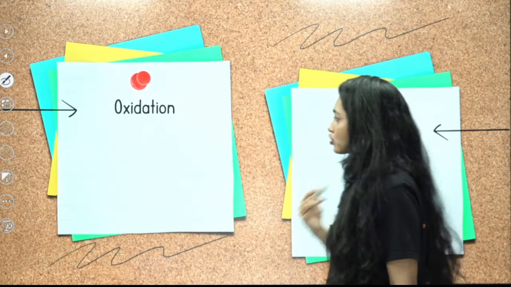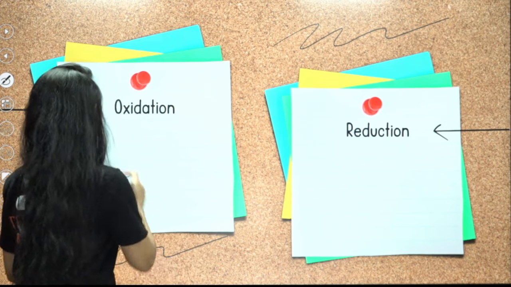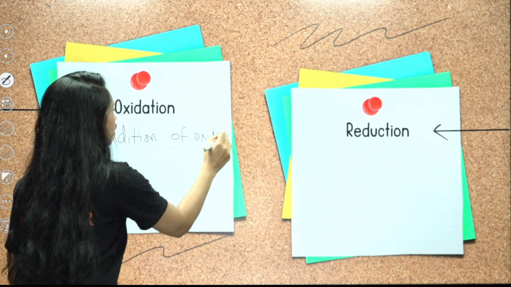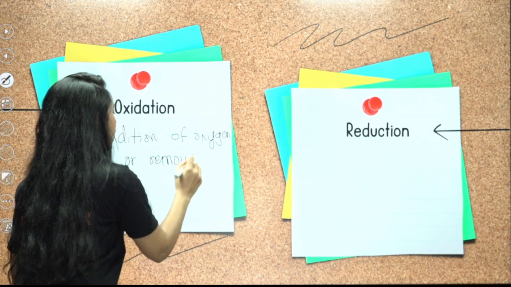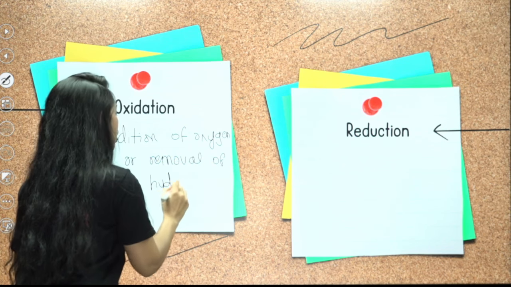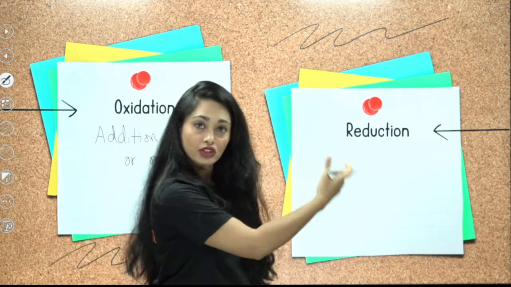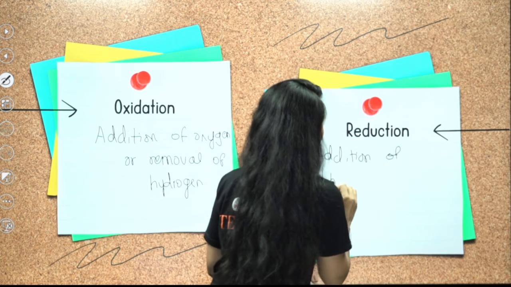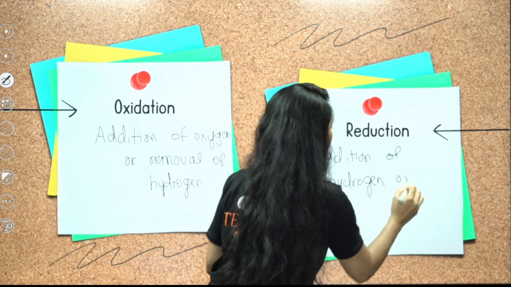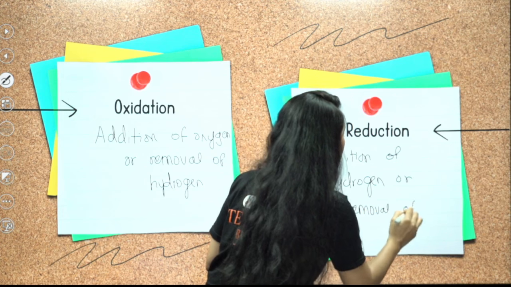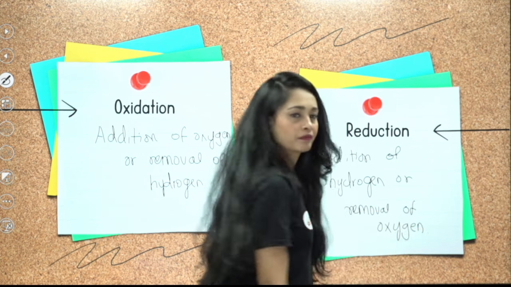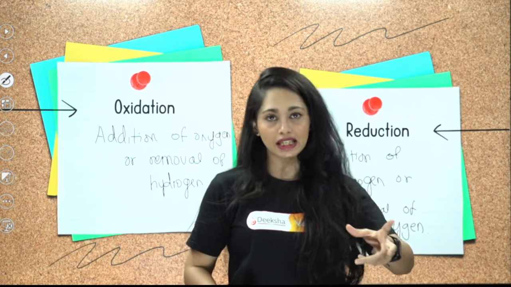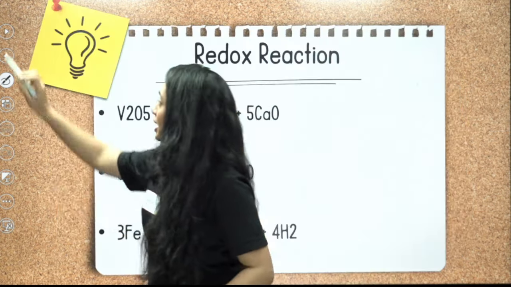So oxidation and reduction. We have studied about oxidation. Oxidation can be regarded as addition of oxygen or removal of hydrogen. This is nothing but oxidation. On the other hand, we have reduction, the opposite to that of oxidation. So here it is addition of hydrogen or removal of oxygen. So this is nothing but reduction reaction. If both oxidation as well as reduction reactions are happening simultaneously in a single reaction, we term them as redox reactions.